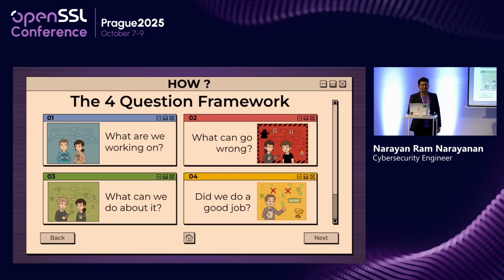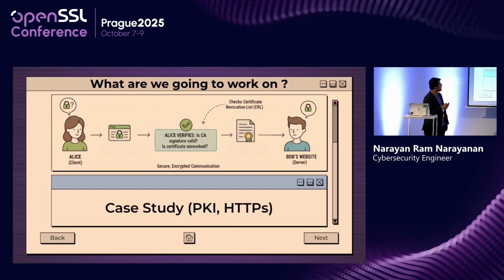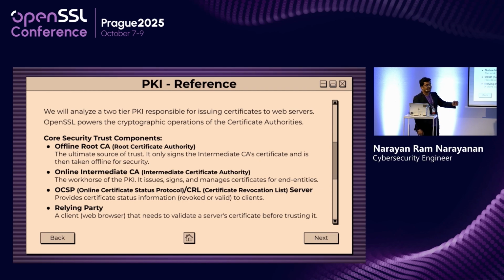What are we working on? Today in our session, we're going to be working on PKI systems, a classic two-tier PKI system. This is just a reference slide. You can refer to it whenever you need to. The core components in our PKI are a root CA, intermediate CA, a CRL, a web server, and a client. These are the security trust components.